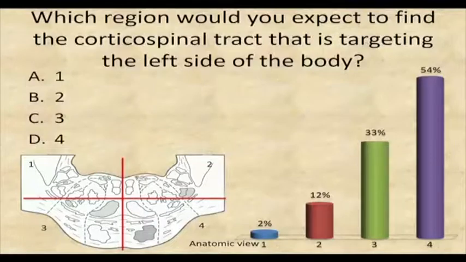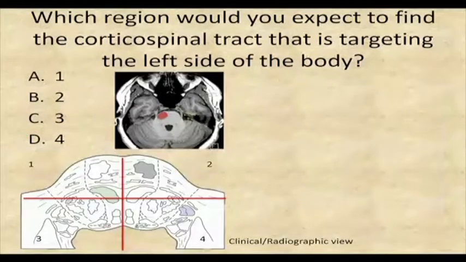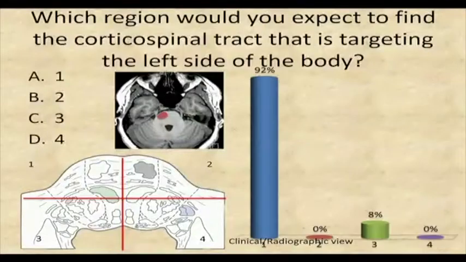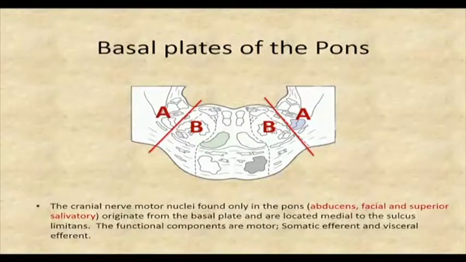Are we okay? All right. Everybody's good? All right. So 4 would be the correct answer in this case, but in a clinical radiographic view, if you're asked the question on a test or quiz, or an MRI, like on a radiographic view, then you're going to want to put 1. Okay. Glad we cleared that up.